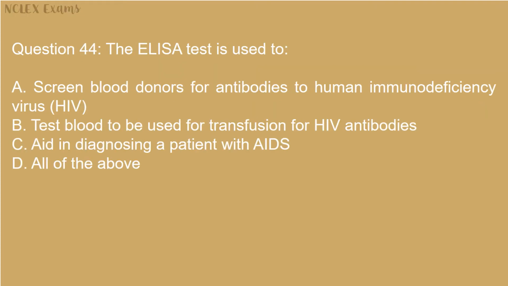Question 44. The ELISA test is used to: A. Screen blood donors for antibodies to human immunodeficiency virus, HIV. B. Test blood to be used for transfusion for HIV antibodies. C. Aid in diagnosing a patient with AIDS. D. All of the above.